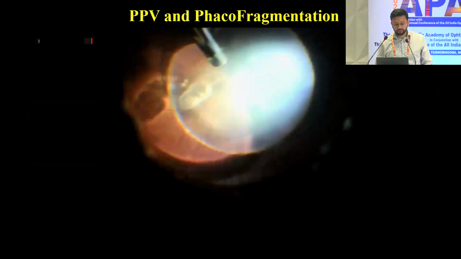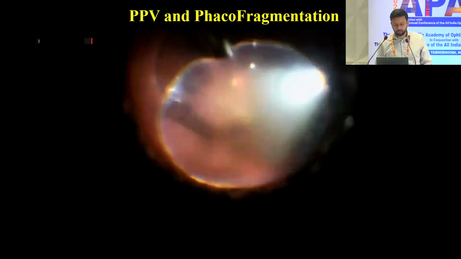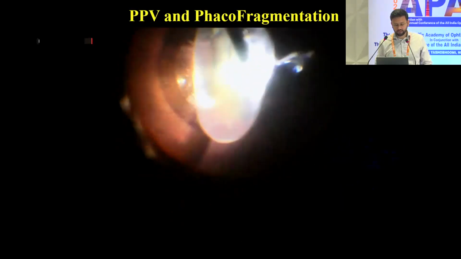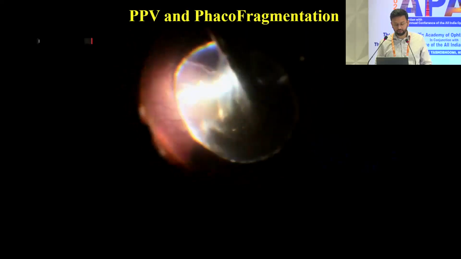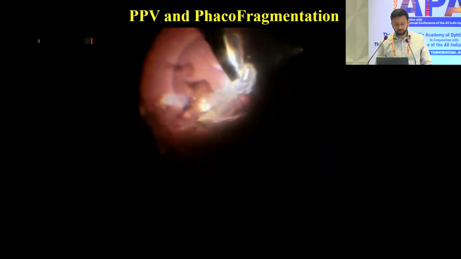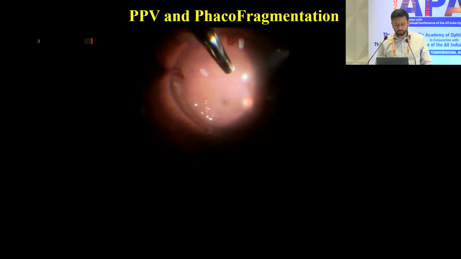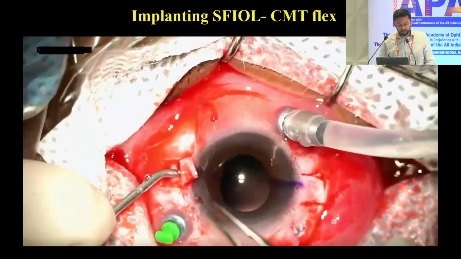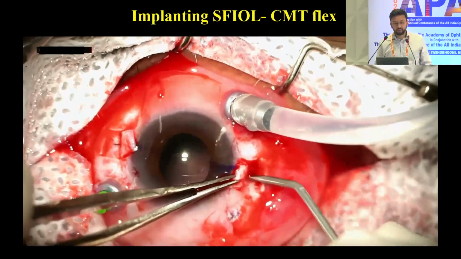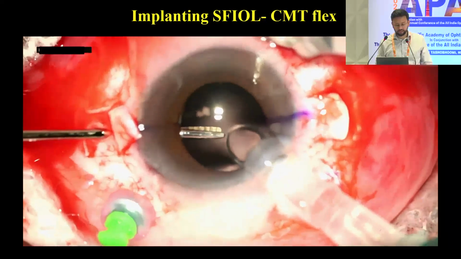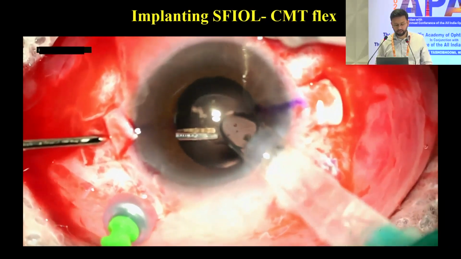Here we have also injected a PFCL bubble over the macula to protect the macula from phaco energy damage and also from manipulation of the lens fragments over the macula. And in the same sitting or in subsequent sittings, we can put a secondary IOL. Like here we are placing a scleral fixated IOL, the CMT Flex.